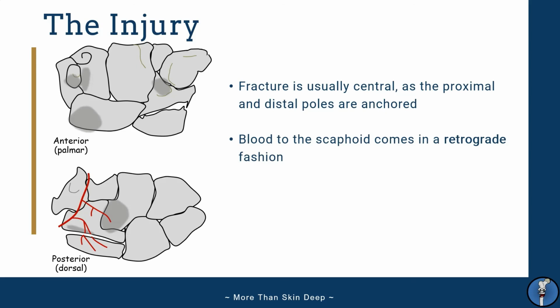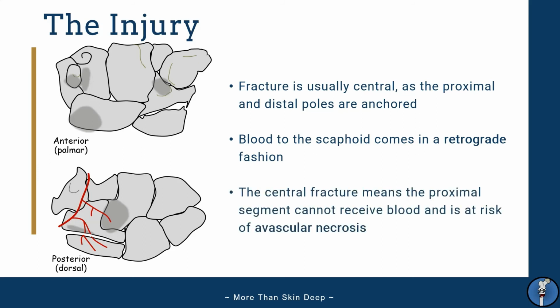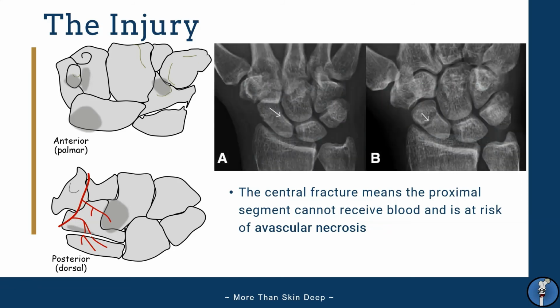Something of note with this type of fracture is that blood arriving to the scaphoid comes in a retrograde fashion. This means as it comes from the radial artery, it travels in a distal to proximal fashion. So a central fracture through the centre of the scaphoid interrupts its blood supply and means the proximal segment no longer receives blood. This can lead to something called avascular necrosis, which is where the proximal segment begins to die due to a lack of blood supply, causing osteoarthritis in the wrist joint. This is an X-ray showing a fracture of the scaphoid.